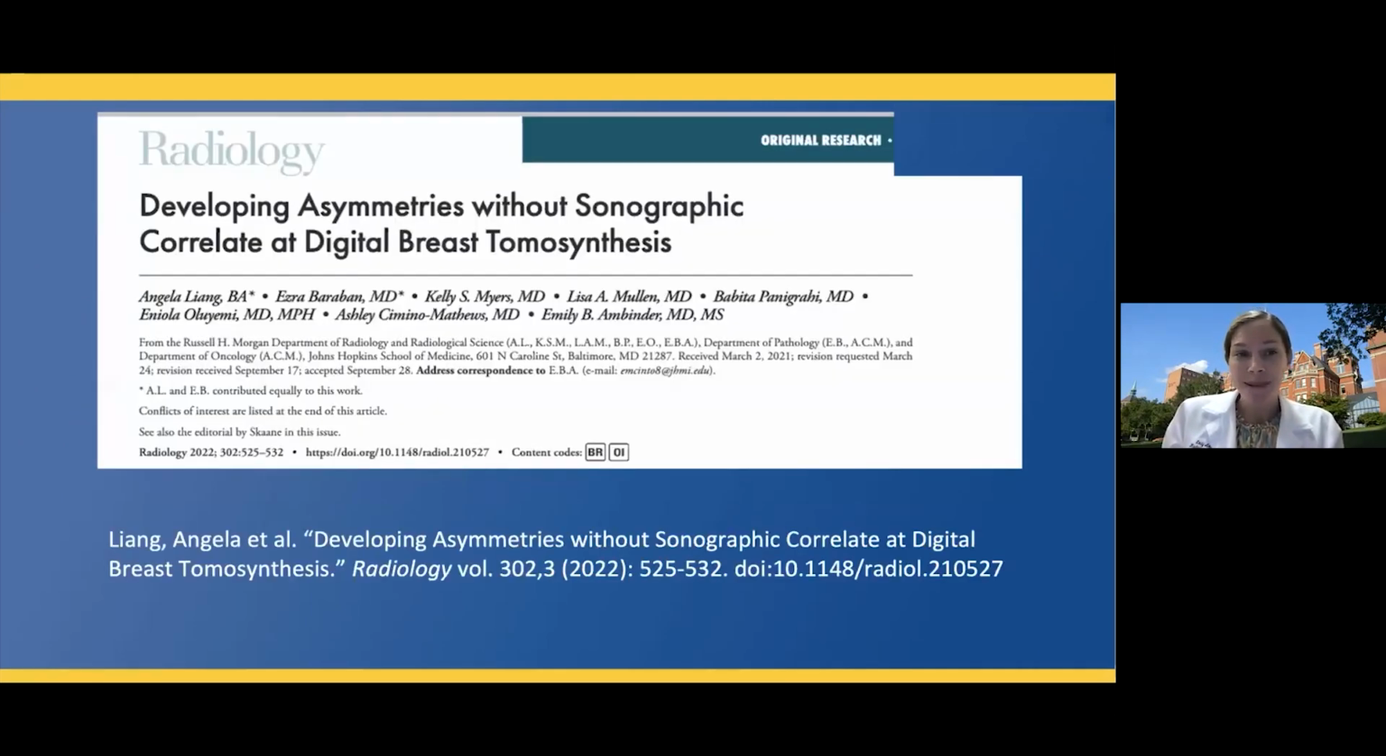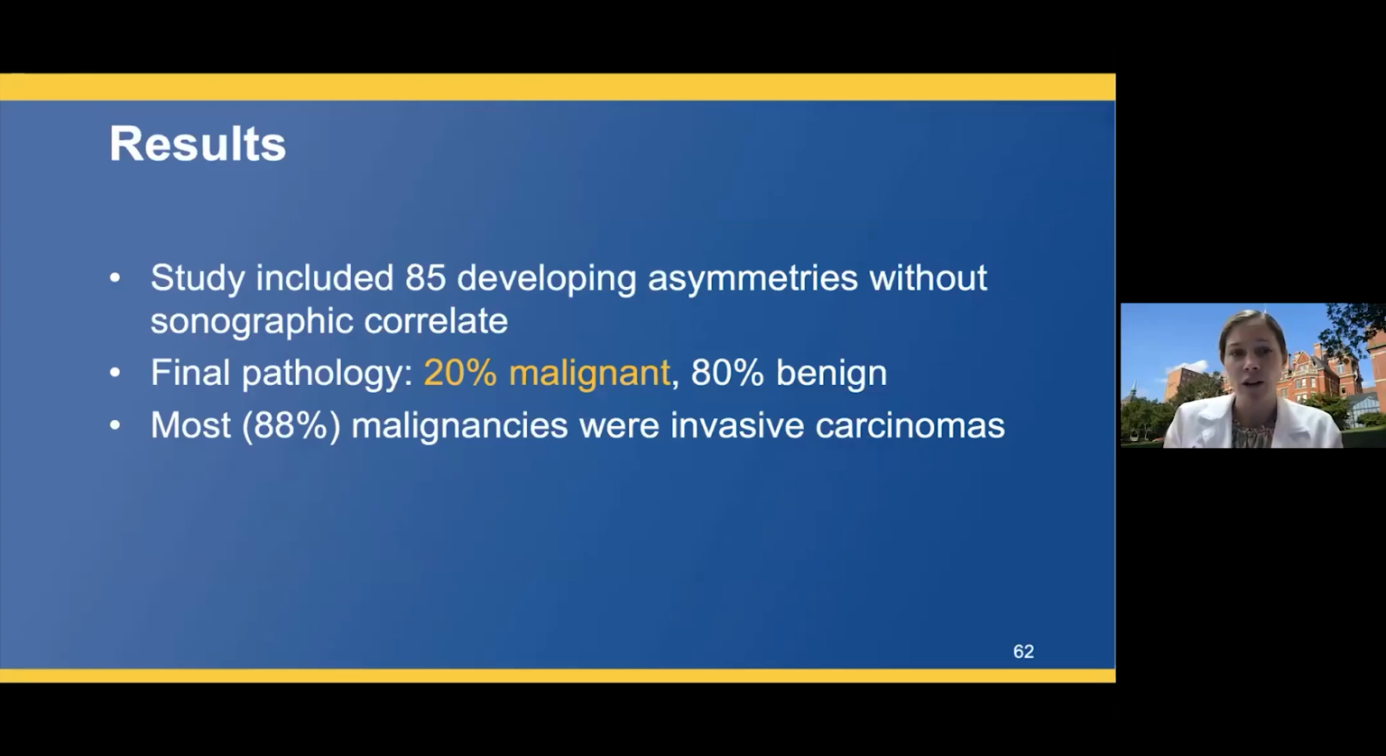We did a follow-up, very similar study looking at developing asymmetries. These are not distortions, but are still suspicious findings, again, that did not have sonographic correlates. This was published a couple of years ago in Radiology, and we included 85 developing asymmetries that did not have a sonographic correlate, and we found a very similar malignancy rate of 20%. And almost all of those malignancies were invasive carcinomas. So again, this highlights the importance of biopsying these findings, which are suspicious on mammography, even if they don't have a sonographic correlate.